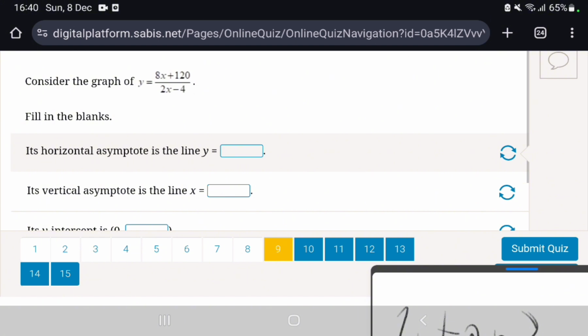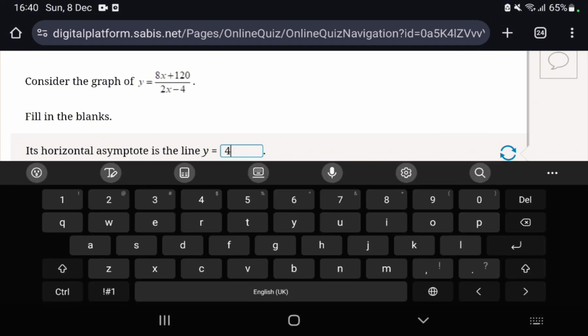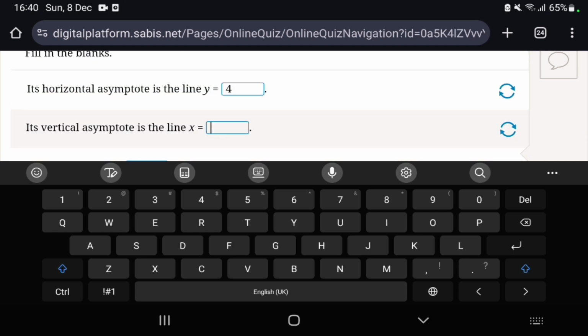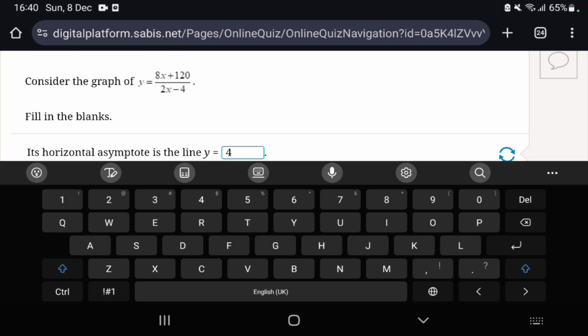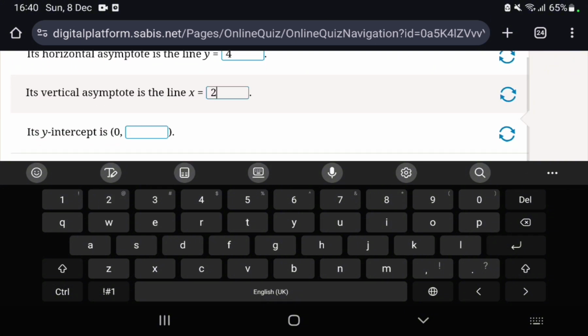Number 9. For the horizontal asymptote, we do the coefficient of x up divided by the coefficient of x down, so it's 4. For the vertical asymptote, we do exactly what we did in the last question, and we make the denominator equal to 0, and we find out that x is equal to 2.